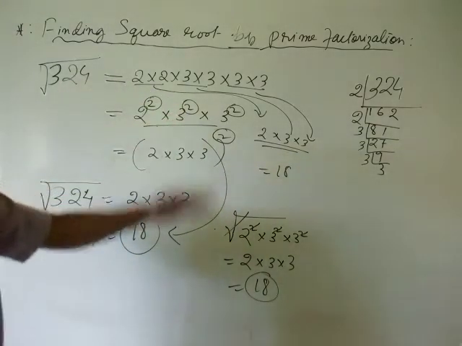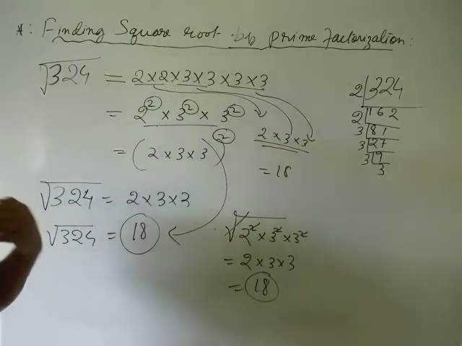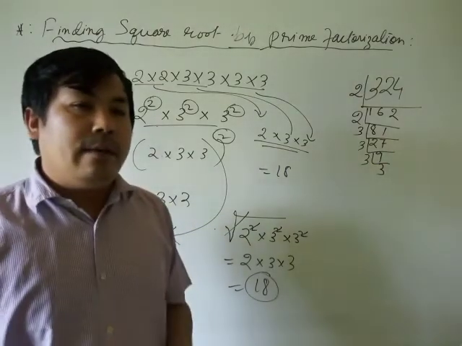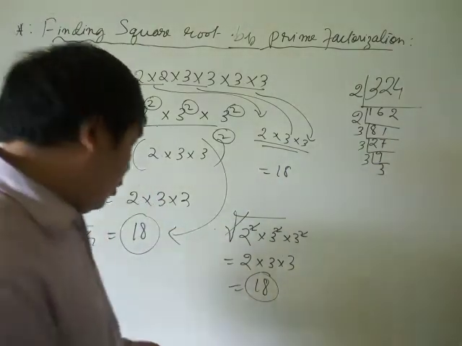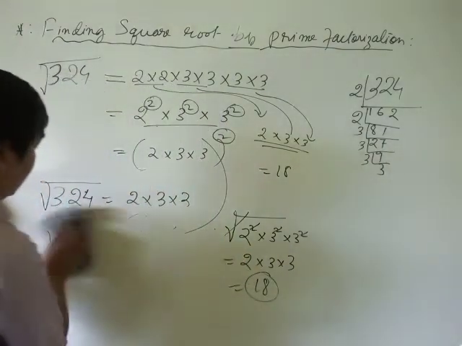So this is how we find the square root by prime factorization. Okay, so one more we can also take as an example.